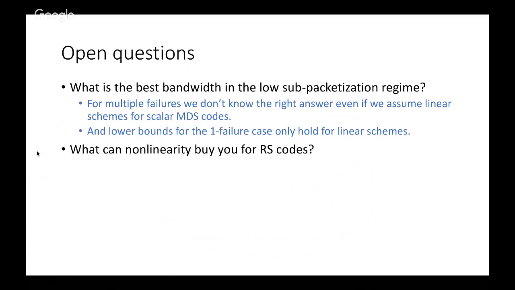On the note of linearity, another question, in both the low and high subpacketization regimes, is what can nonlinearity buy you? All the schemes that I presented, and all the known schemes for Reed-Solomon codes, are linear. And all the lower bounds hold only for linear codes. So it might be possible to do much better with a nonlinear scheme. I just have no idea how to approach this question. I think it's a very interesting question. This was asked to me recently by Itzhak Tamo, so I think it's a very nice question.